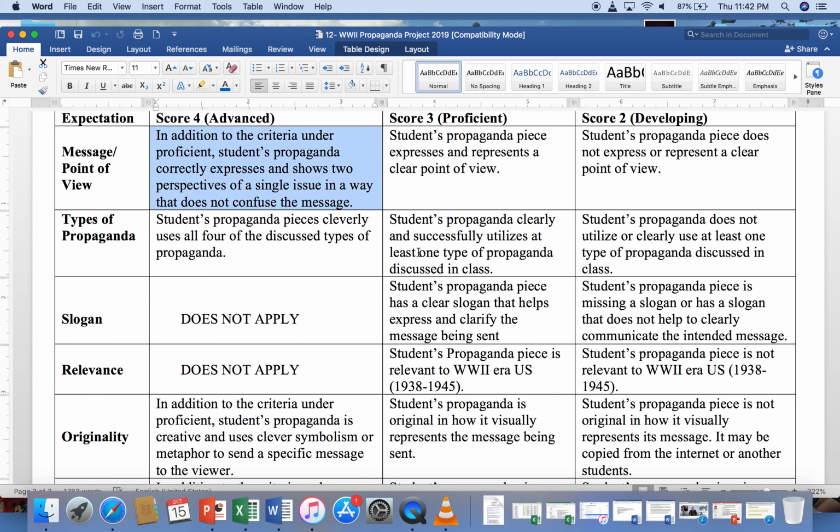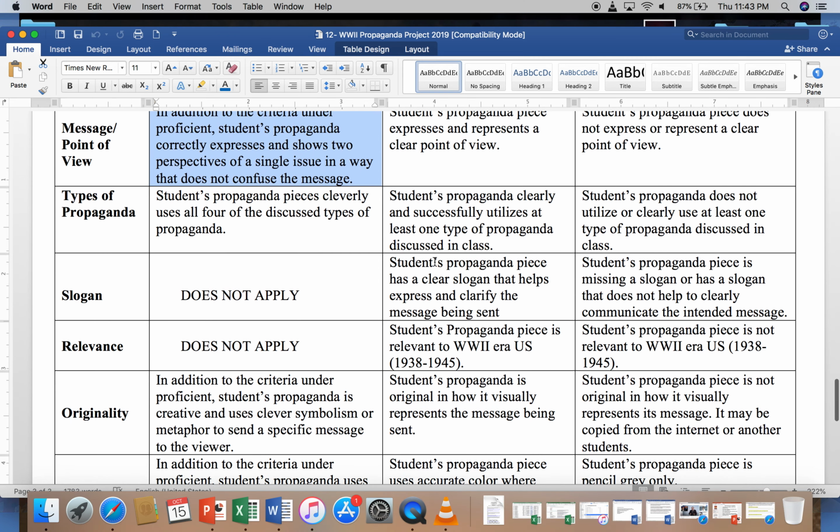In addition to the criteria under proficient, the student's propaganda correctly expresses and shows 2 perspectives of a single issue in a way that does not confuse the message. This is extremely difficult. It's why it's a 4.0. So you can see that each of those items that was listed has what a 2, 3, and 4 looks like.